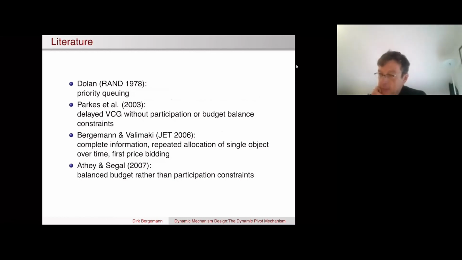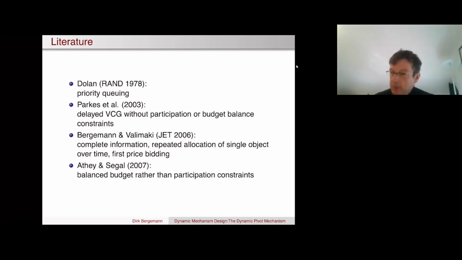And I want you to just know a little bit of the background. So there's actually a beautiful paper by Dolan in '78. He was later the dean of the business school in Michigan and then in Chicago, on priority queuing that anticipated many of the issues that come with dynamic allocation without yet formulating it as a mechanism design problem. A very nice paper by David Parkes from Harvard in computer science thought about dynamic allocation and what he referred to as a delayed VCG mechanism.